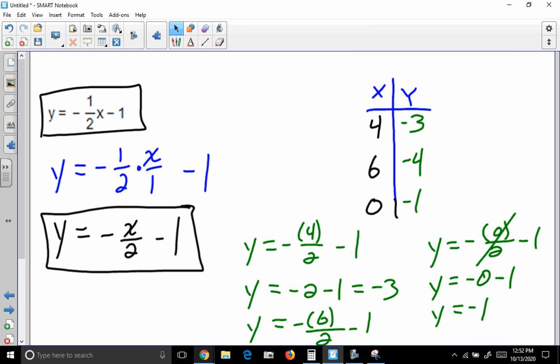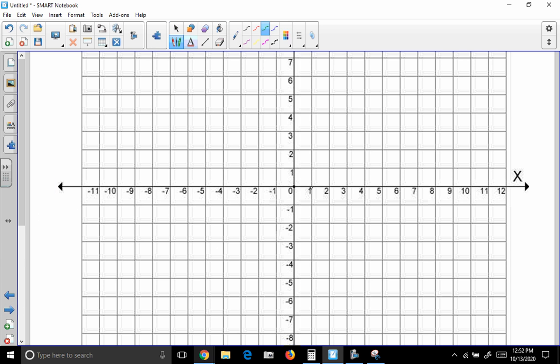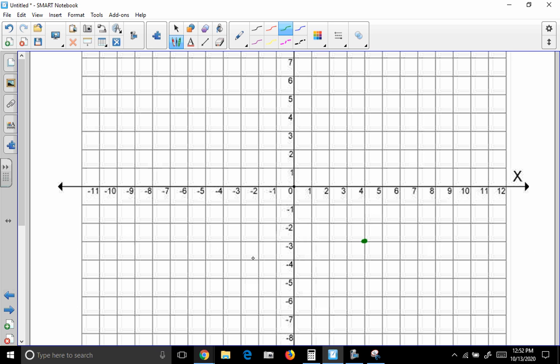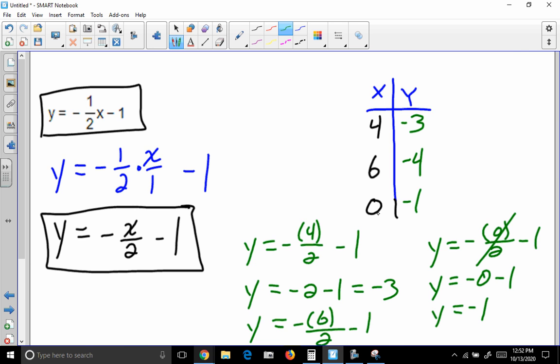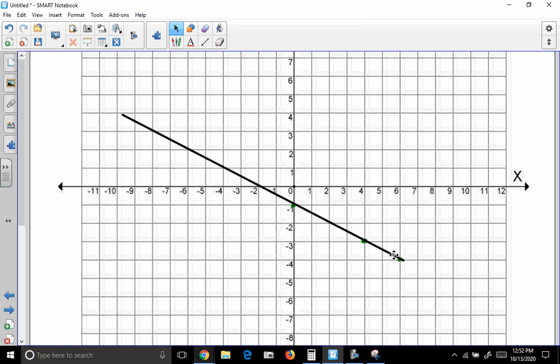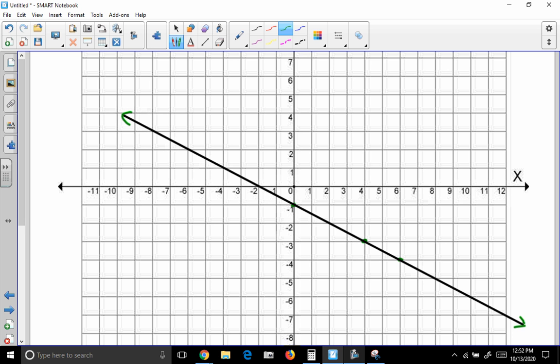So we have 4, negative 3. So 4 over, down 3. 6, minus 6 is negative 4, so over 6, down 4. And then 0, negative 1. So over 0 and down 1. And if we draw a line through that, notice those points are in line with each other. Like that. So that's the graph of that particular equation as well.